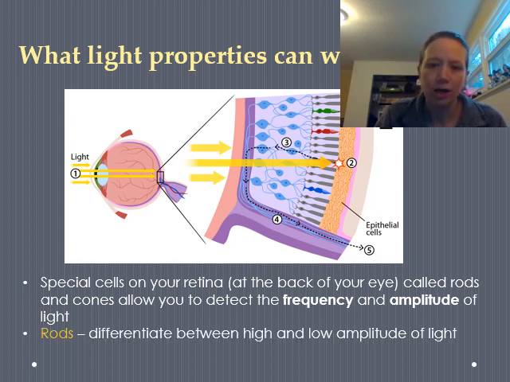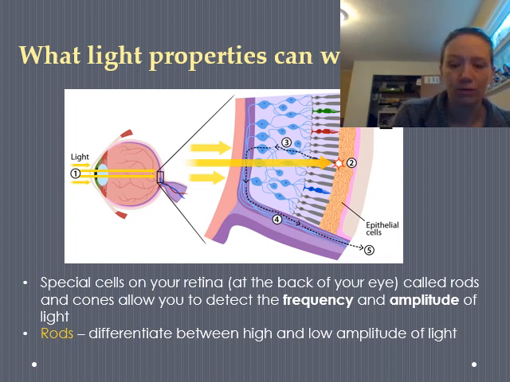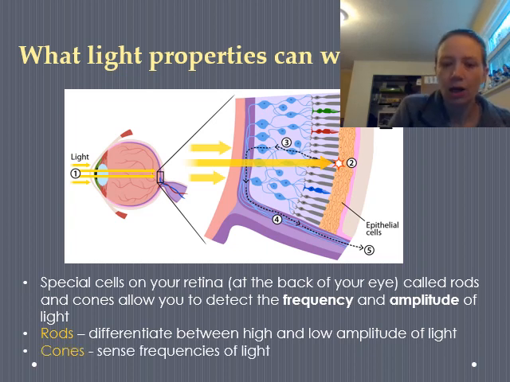The rods were actually the first of the human eye cells to develop, and animals that have very rudimentary or primitive eyes have rods in them, because they're the ones that let you detect the difference between high and low amplitude of light. The cones are specialized cells that let us sense the frequencies of the light. And different people and different species have different kinds and numbers of cone cells, as we'll talk about in just a minute.